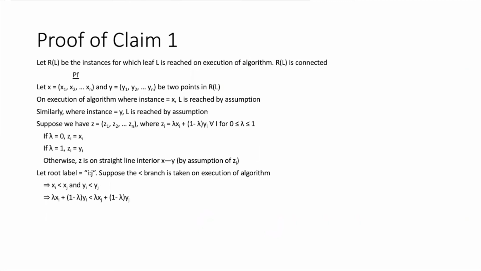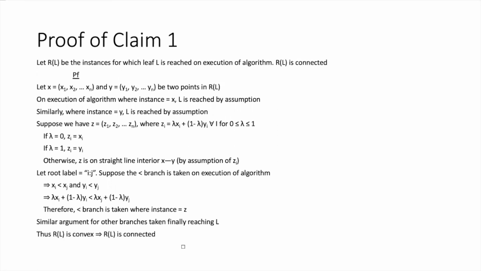If we plug this into z now, we're taking xi and yi, a linear combination of them almost. Well, of course, that linear combination of xi and yi is going to be less than a linear combination of xj and yj, and that's because xi is less than xj and yi is less than yj. So from that, we can say that the less than branch has to be taken where the instance is equal to z. And this is a similar argument for any other branch taken when doing the comparisons. So then we say that RL is convex because there's a straight line connecting the 2 points. Thus, RL is connected, and so now we have proven claim 1.